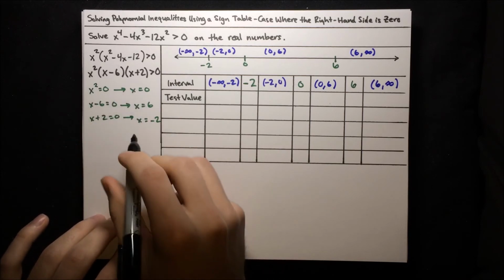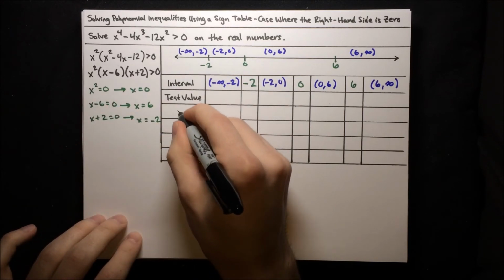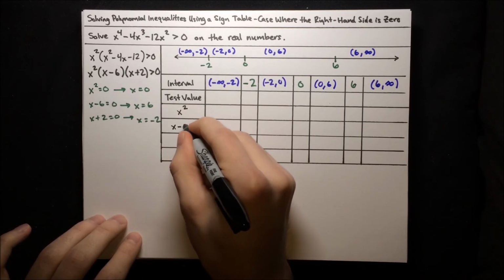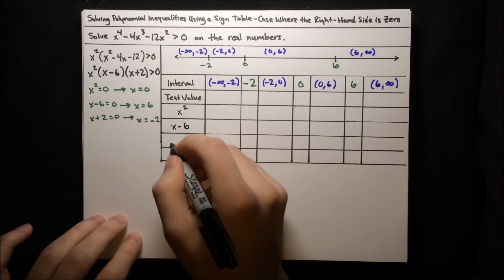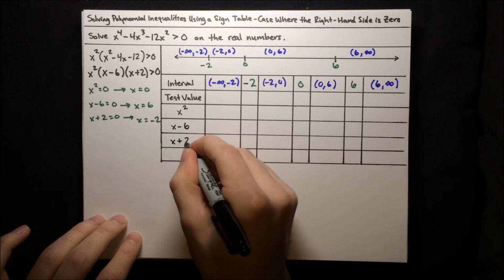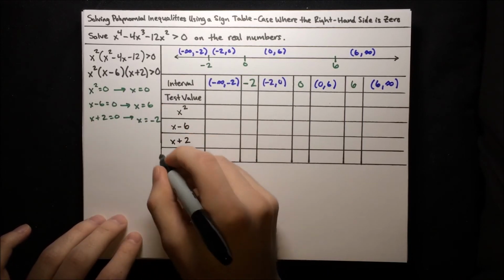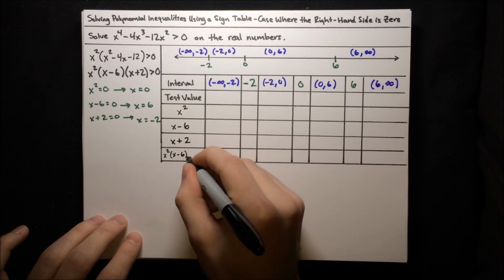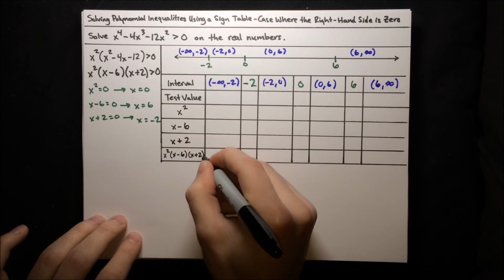Before we get started with test values, let's also go ahead and complete our sign table now that we know the factors. So first factor is x squared. Second factor is x minus 6. And third factor is x plus 2. And the full polynomial in factored form, that's just x squared times x minus 6 times x plus 2.